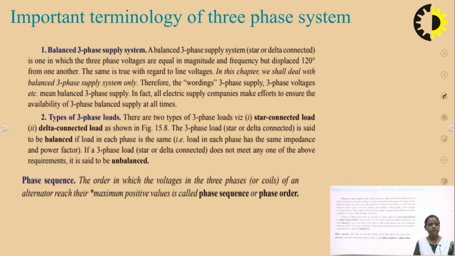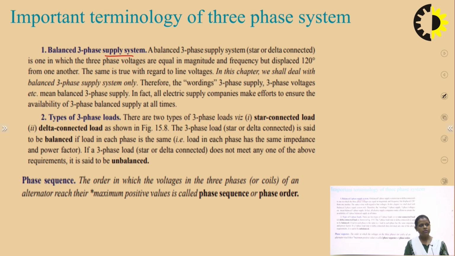Then some important terminologies of three phase system. The first is the balanced three phase supply system. So what is a balanced three phase supply system? A balanced three phase supply system could be star or delta connected.